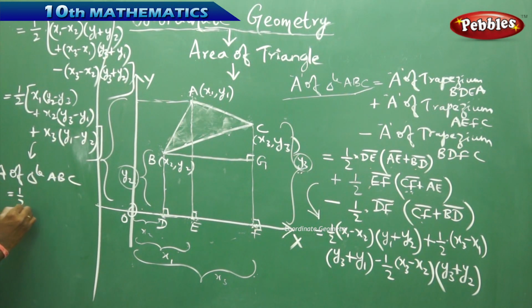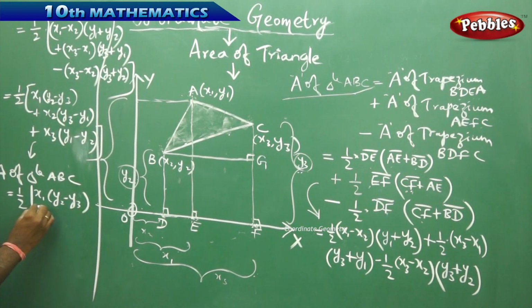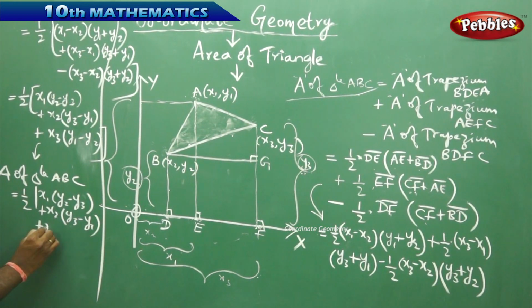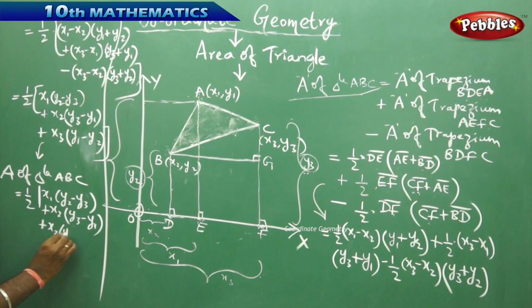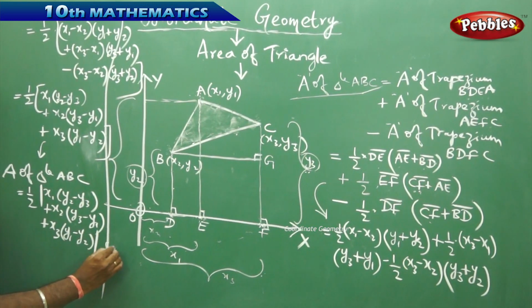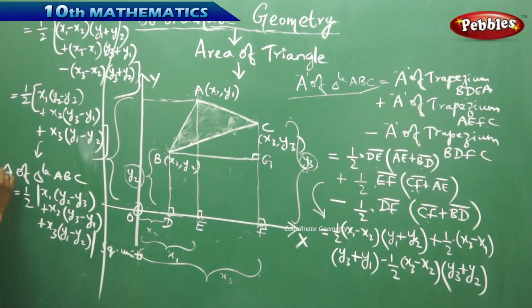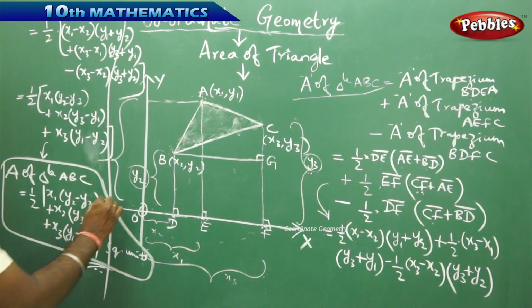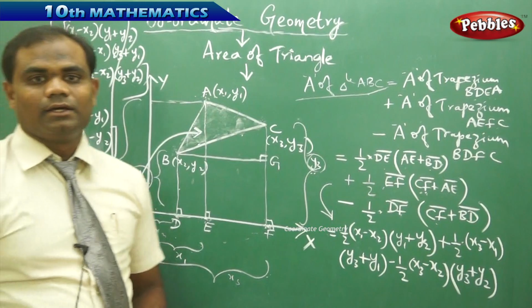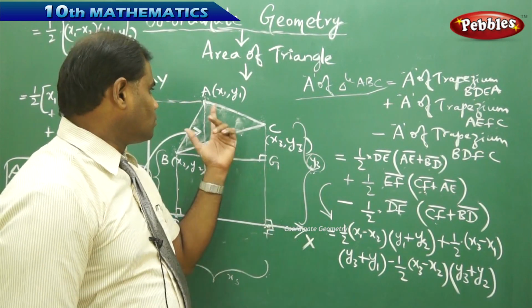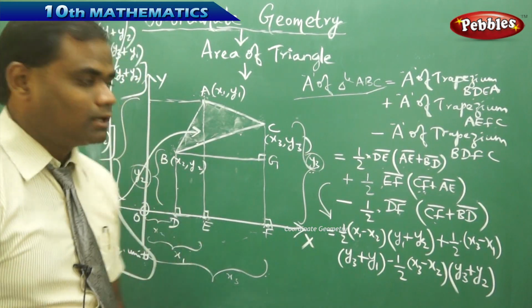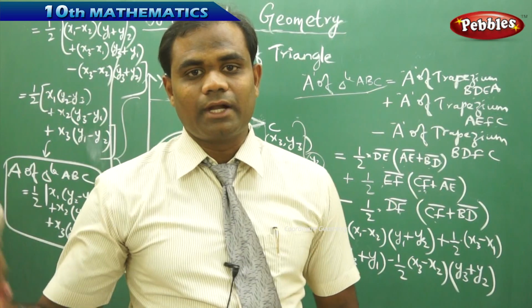ABC is given by half times mod of x1 times y2 minus y3 plus x2 times y3 minus y1 plus x3 times y1 minus y2 square units, because area is always in square units. This is how we find the area of this triangle ABC using the coordinates x1, y1, x2, y2 and x3, y3. The area of triangle ABC is the derived formula there.